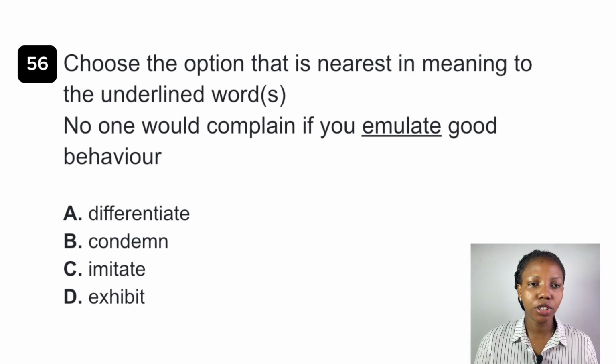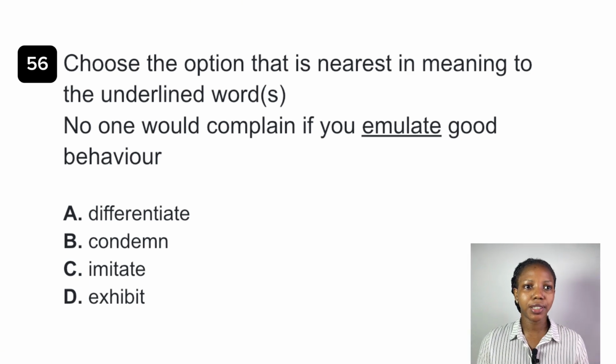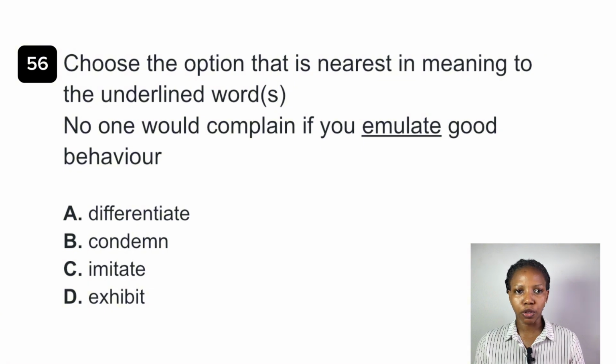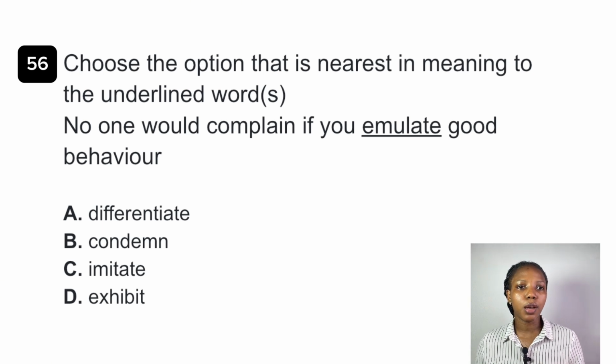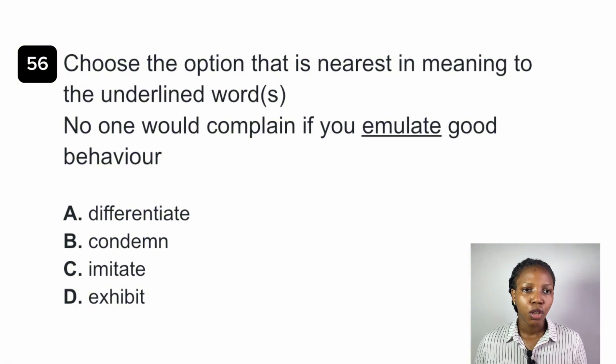Question 56. Now this question is under synonyms, nearest in meaning, right? No one would complain if you emulate good behavior. This is an example of a question where you might not be able to use the positive and the negative indicator, so you need to rely on the interpretation or the meaning of the word. Emulate is a neutral word, so for nearest in meaning, you look for an option that is also neutral. Option A, differentiate, is a neutral word. Option B, condemn, is a negative word.